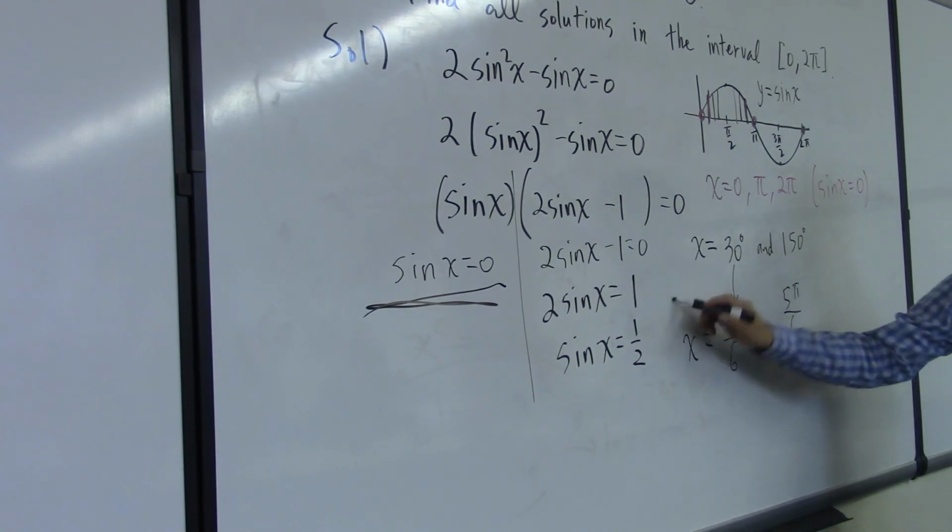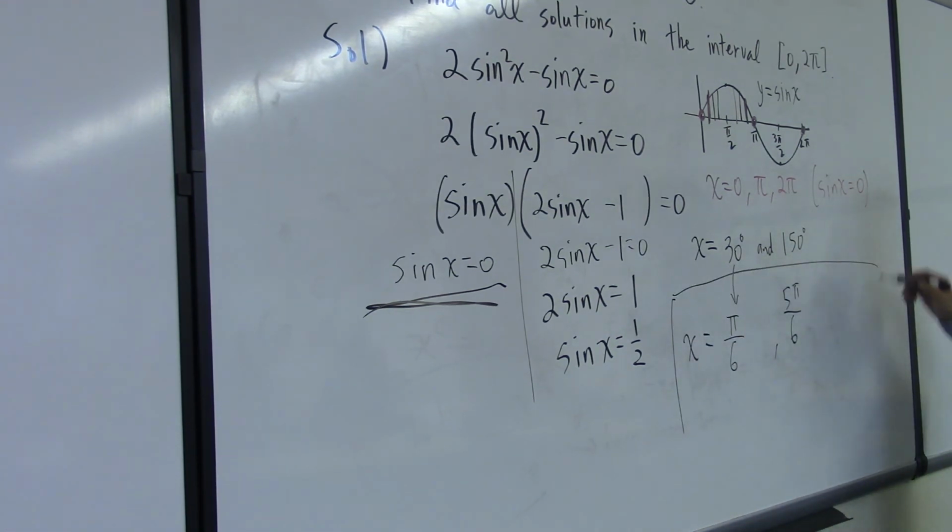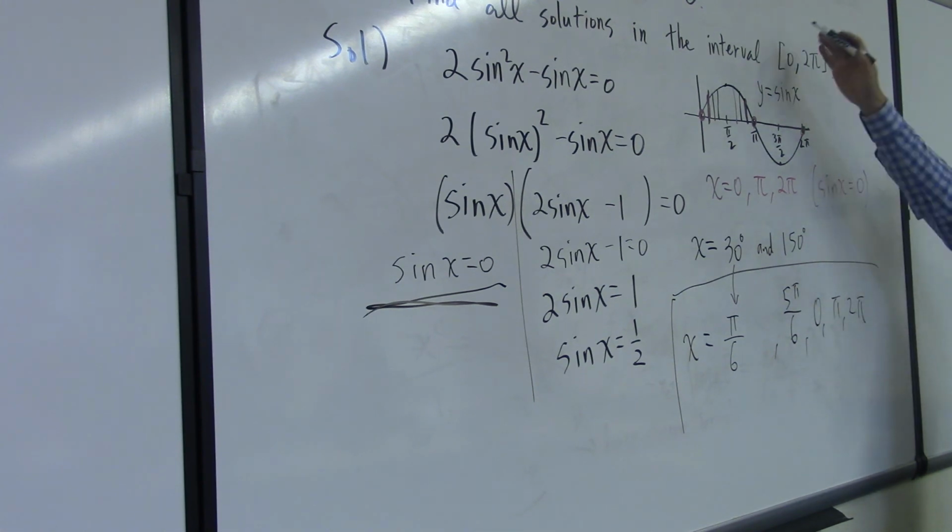So the final answer is these two attached together. So the final answer is pi over 6, 5 pi over 6, 0, pi, 2 pi. These 5 are all the solutions of this equation.